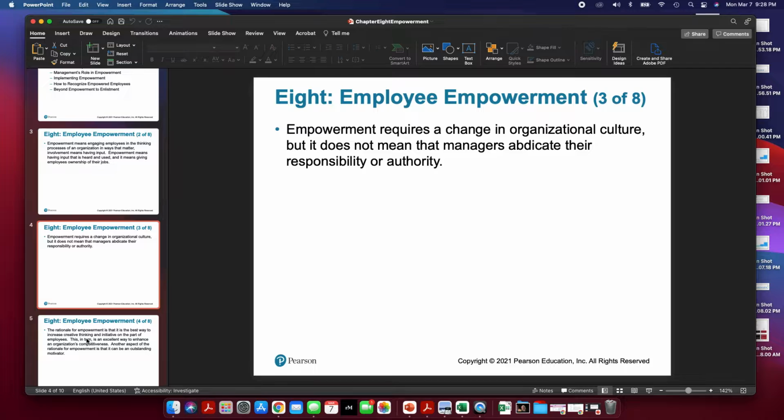Now, this isn't easy. Empowerment requires a change in organizational culture, but it does not mean that managers abdicate their responsibility or authority. A good leader empowers their employees and doesn't pass off his or her work to them to do on their behalf.